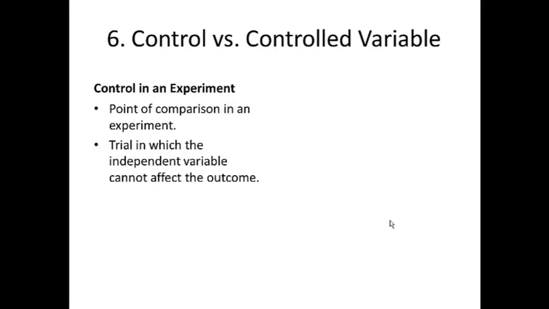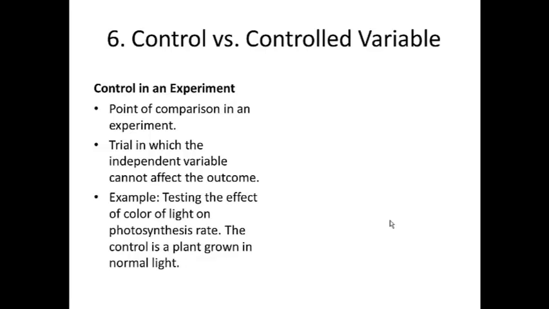So the difference between a control and a controlled variable. A control in an experiment is a point of comparison. It's a trial in which the independent variable cannot possibly affect the outcome. So if I'm testing the effect of color of light on photosynthesis rate, the control would be a plant grown in normal light, and my experimental groups would be a plant grown in red light, or blue light, green light, whatever other color lights I want to test.